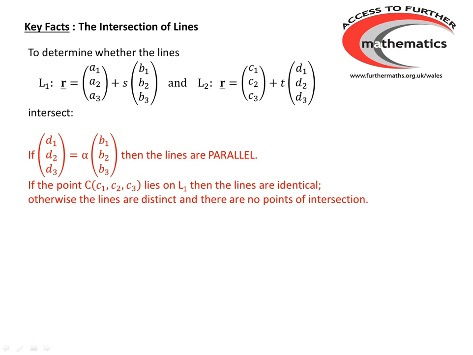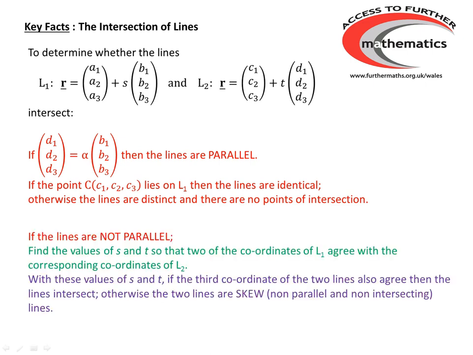If the direction vector of the second line is a multiple of the direction vector of the first line, then the lines are parallel, in which case we just need to consider whether the known point on the second line lies on the first line as well. So if the point C with coordinates C1, C2 and C3 lies on L1 as well as on L2, then the 2 lines are going to be identical. If C doesn't lie on L1, then the 2 lines are distinct, but they're also parallel, in which case there are no points of intersection.